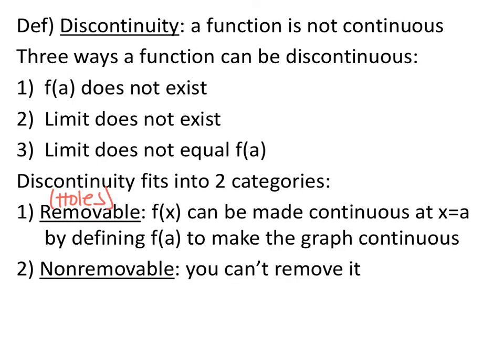Discontinuity: a function that's not continuous can be discontinuous by failing any of the three steps that we use to prove continuity. There are two types of discontinuity. One is called removable. This is basically a hole. If you were to fill in that hole, you would make it continuous. That would be removable discontinuity. Anything else, asymptotes, jumps, gaps, those are all called non-removable.